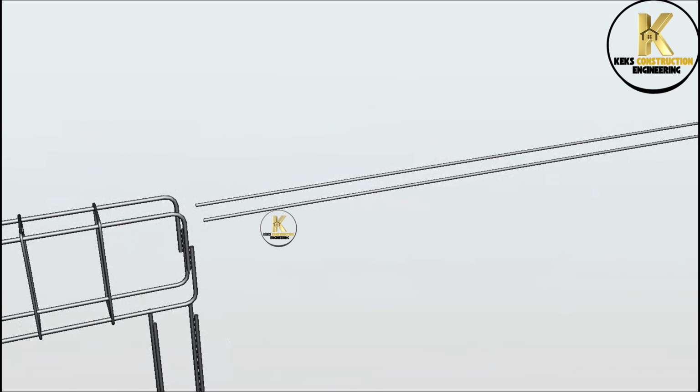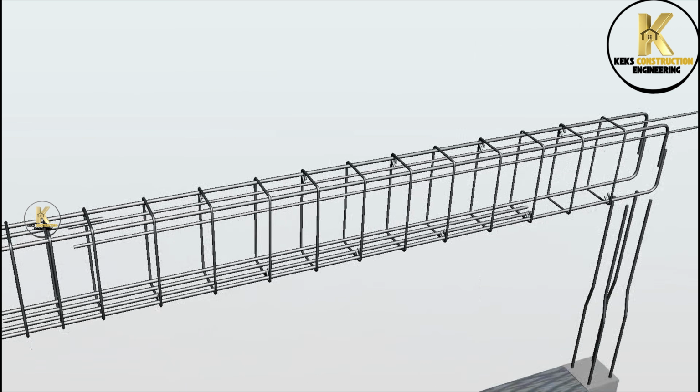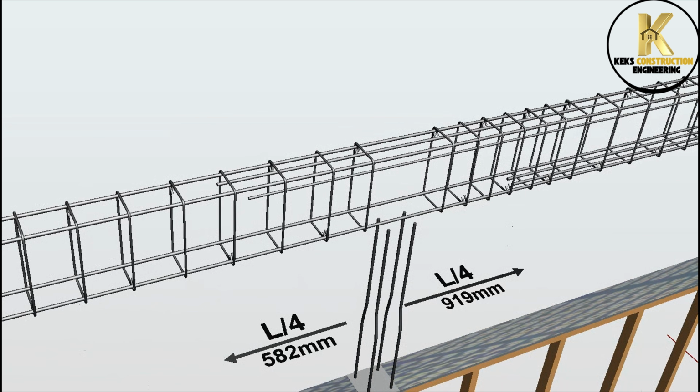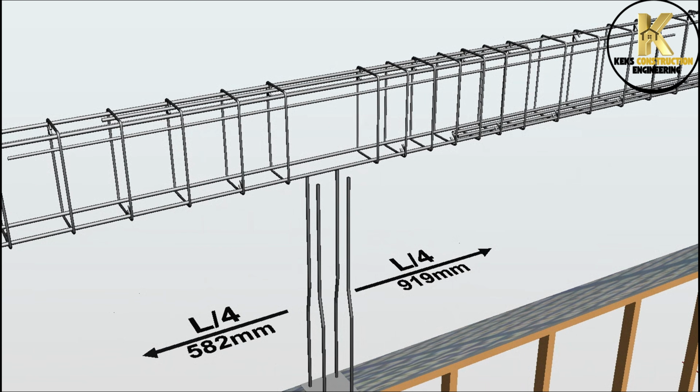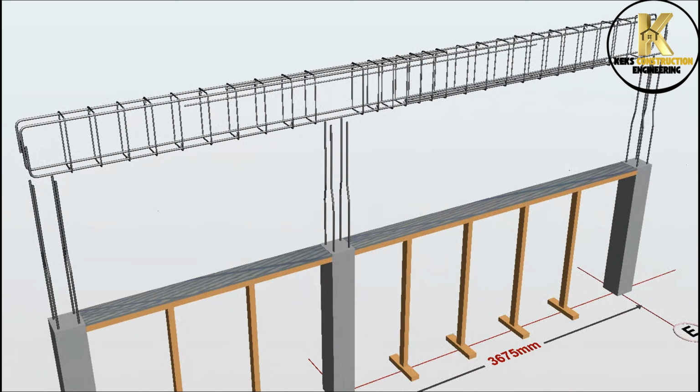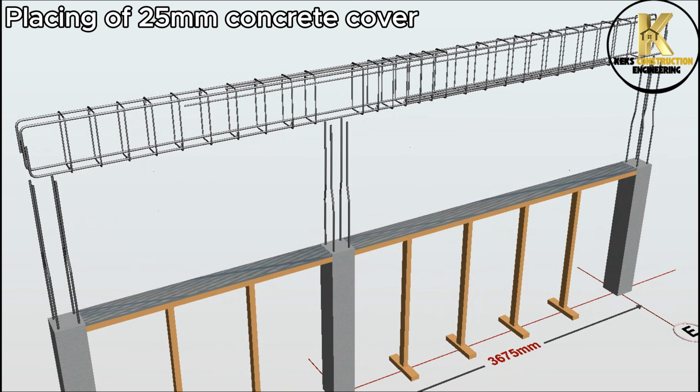From the drawing, provide two numbers of 12 mm diameter bars for the second layer extra top bars T2. See how they are placed. You can confirm these bars with section 2 and 3 of the drawing. Now that we have completed the beam reinforcement, let's place 25 mm concrete cover so we can lower the beam rebar cage onto the formwork.